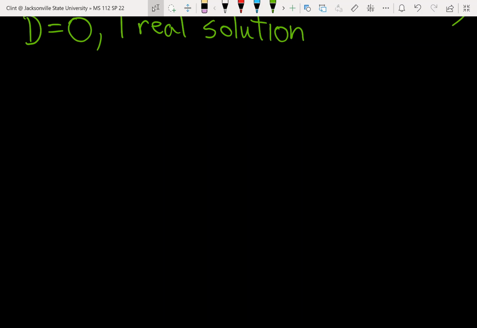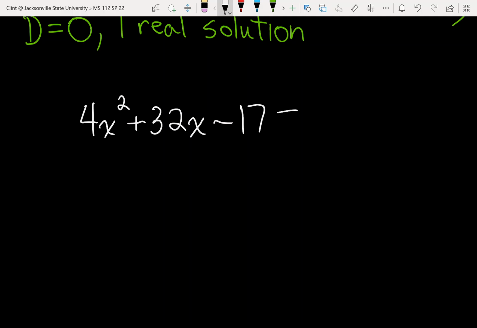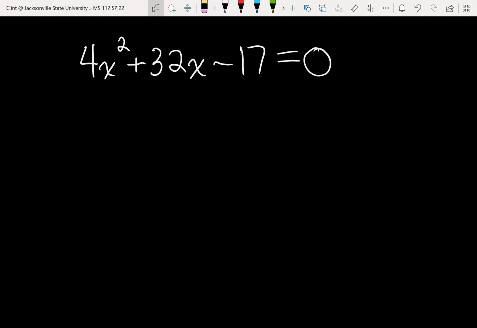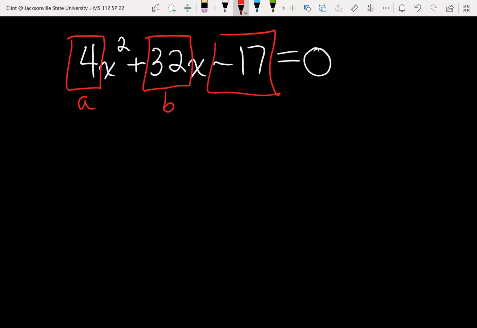All right, so let's do another quadratic equation where we solve it using the quadratic formula. Let's do this one. These numbers are a little on the large side, but we'll work our way through it. Okay. Going to do the quadratic formula here. So a is going to be 4, b is going to be 32, c is going to be negative 17.